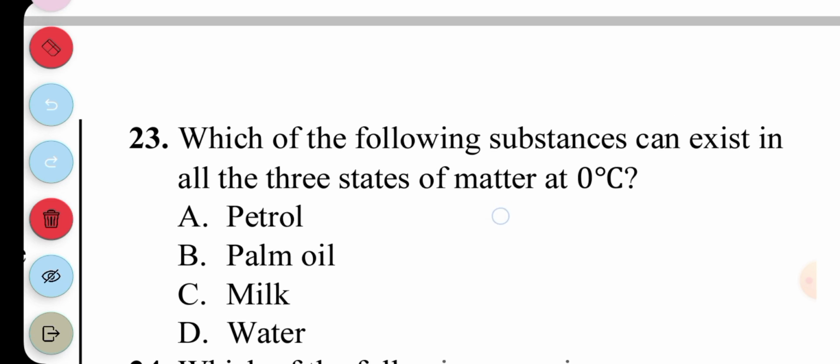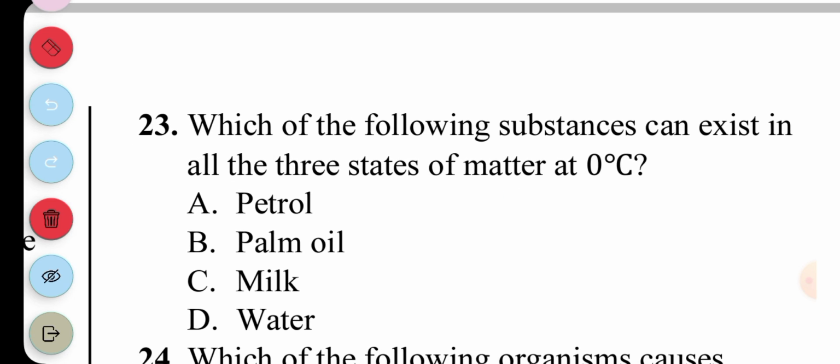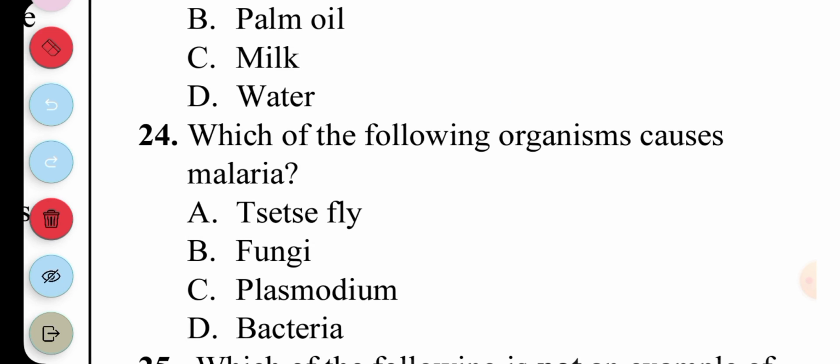23. Which of the following substances can exist in all three states of matter? Petrol, palm oil, milk, water. Answer to question 23 is D, water. 24. Which of the following organisms causes malaria? A, fly, B, fungi, C, plasmodium, D, bacteria. Answer to question 24 is C, plasmodium.